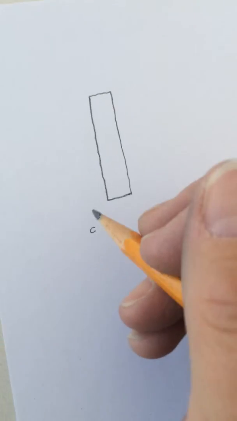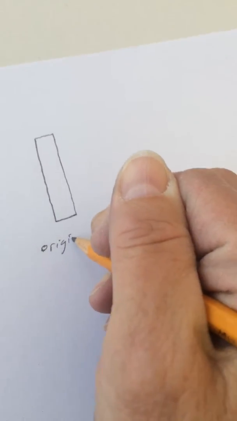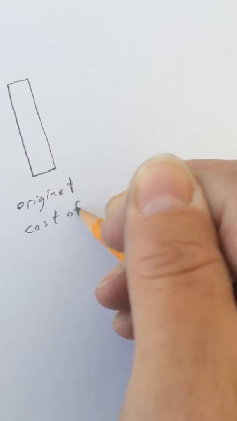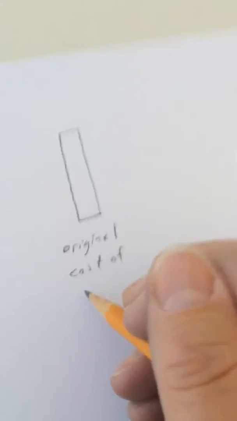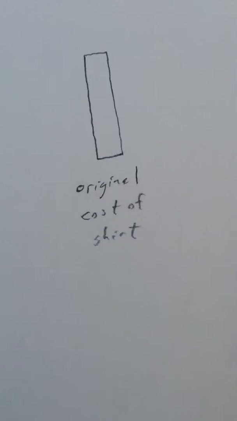That represents my original price of the shirt. Oops, I went off the screen, sorry. I figured out I really am having a hard time with this, so let me write it here. So I have the original cost of the shirt. Okay, so that's my original cost, right?